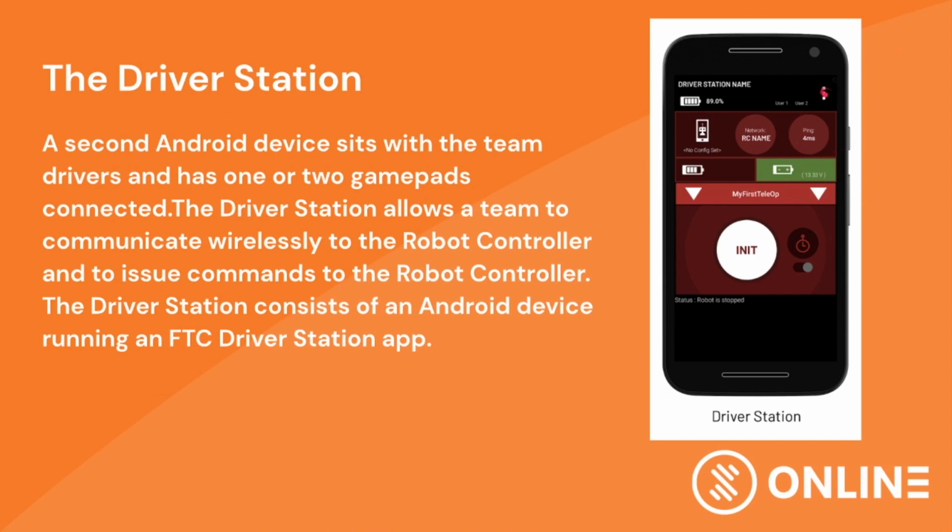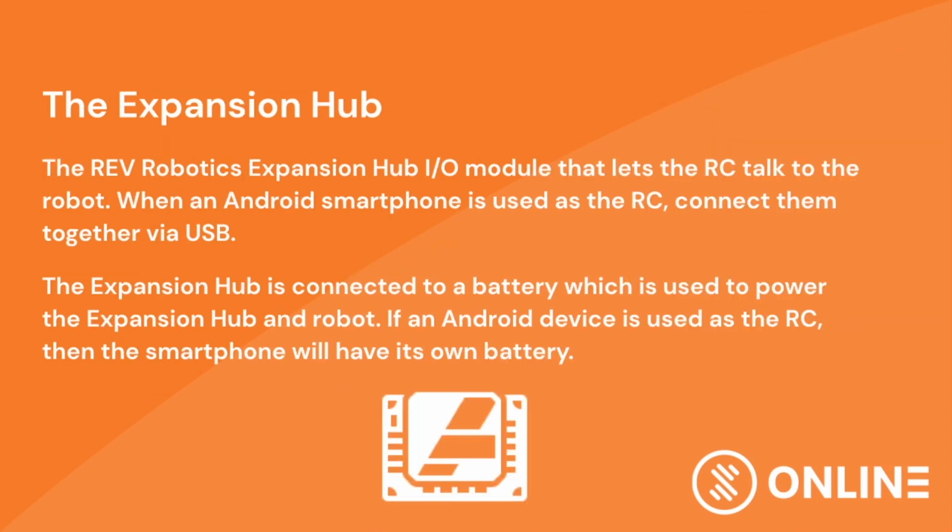You can also go into this area, which is settings, and customize robot configuration, which we're going to talk about in a little bit, and the color of the app and all that different type of stuff. Set up network connections. So it allows the team to communicate wirelessly to the robot controller and issue commands to the robot controller. Just like the robot controller, it consists of an Android device running the FTC driver station app, also on the Google Play Store, or you can download it through the file.